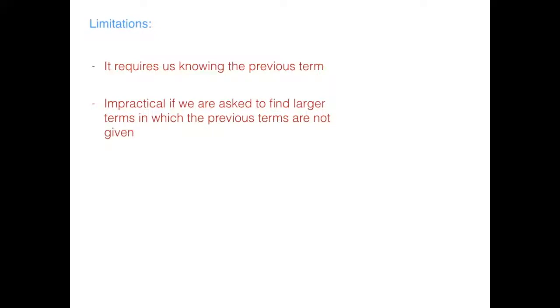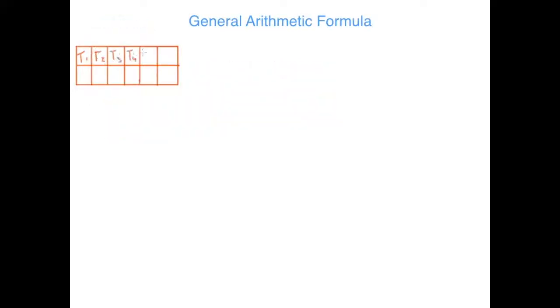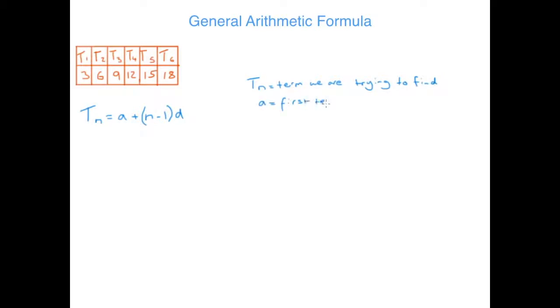This becomes impractical if we are asked to find larger terms and the previous terms are not given, like the 20th or 100th term. We could continue to write out the progression until we find the answer, but that wastes valuable time. Take again the previous sequence, 3, 6, 9, 12, 15, 18, and so on. The last term we are given is the 6th, which isn't useful if we are asked to find the 60th term. This is where the second formula comes in, written as Tn equals a plus, in brackets, n minus 1 times d, where Tn is the term we are trying to find, a is the first term, n is the term number, and d is the common difference.